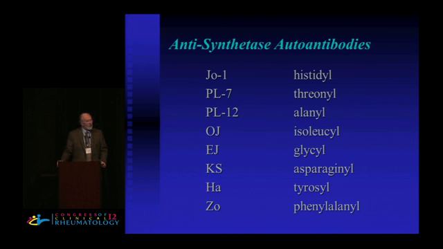And more recently has been described antibodies against HA and ZO. Those aren't commercially available, but they are synthetases. And I'm wondering if somebody were to give an update in 2020 on this topic, it certainly won't be me, but there might be a few more on this list, and that some people may have antibodies against the other tRNA synthetases that haven't been described.